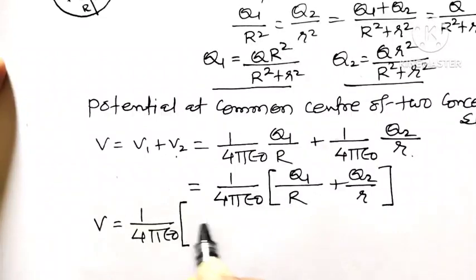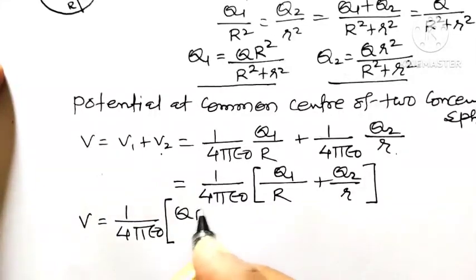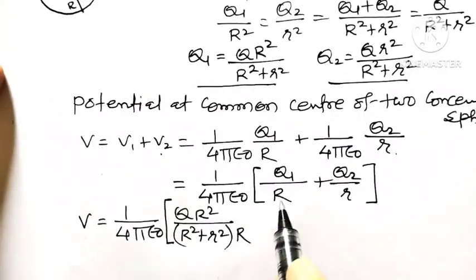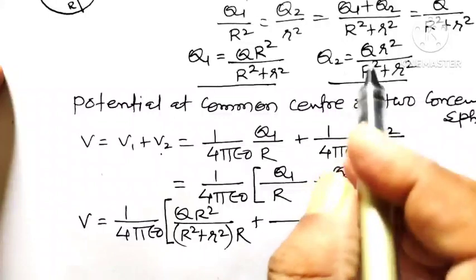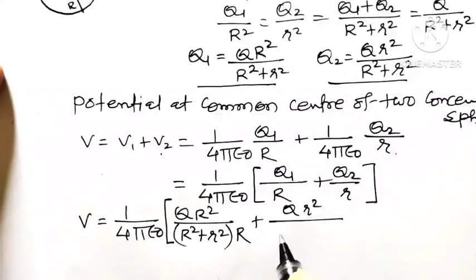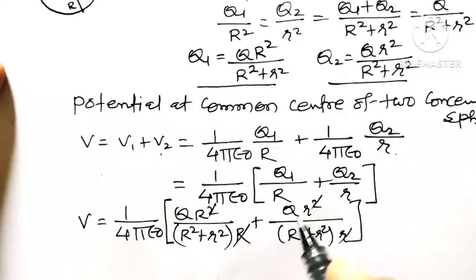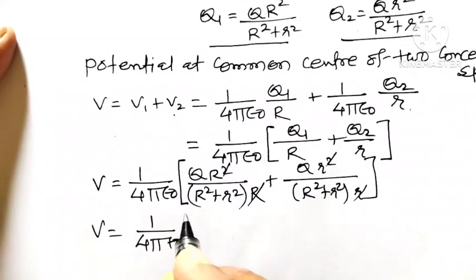In place of Q1 we write Q into R square divided by R square plus small r square, divided by R as it is, plus Q2 upon small r. The value of Q2 is Q into small r square divided by R square plus small r square into small r. So one R gets cancelled and one small r gets cancelled, and we have the net potential at the common center as 1 upon 4 pi epsilon 0 times the remaining expression.